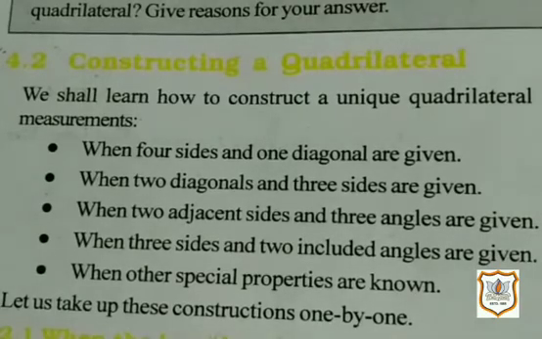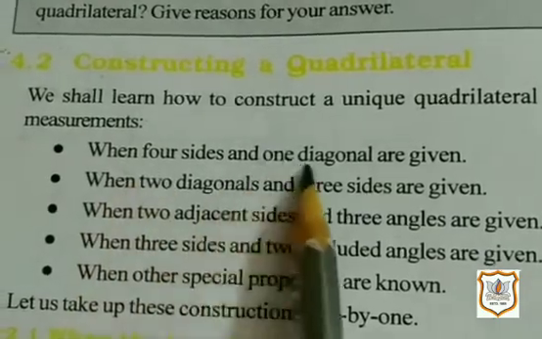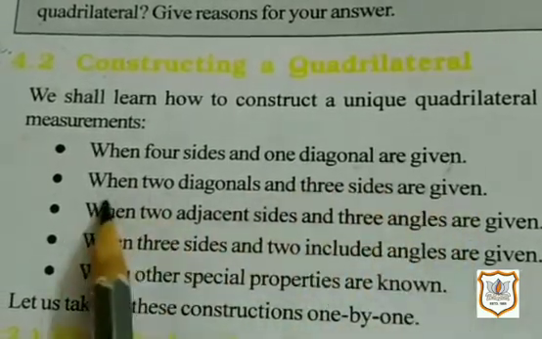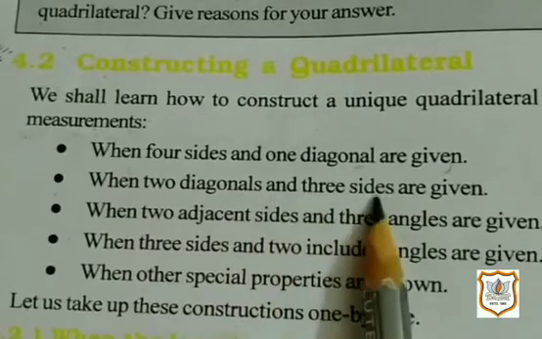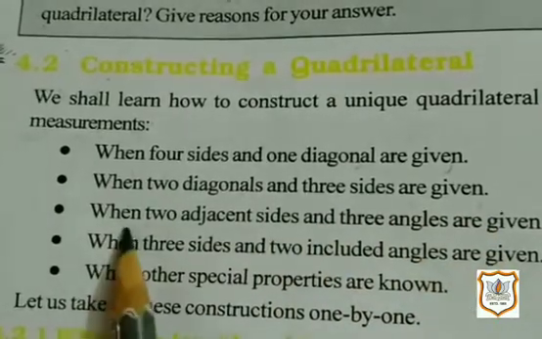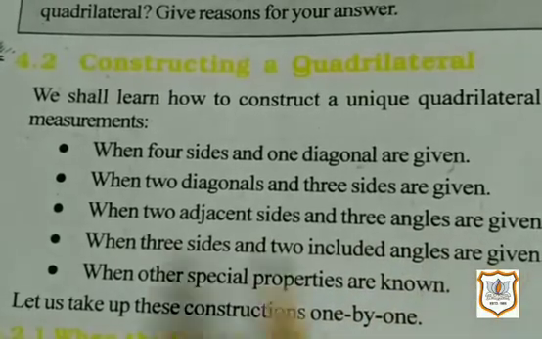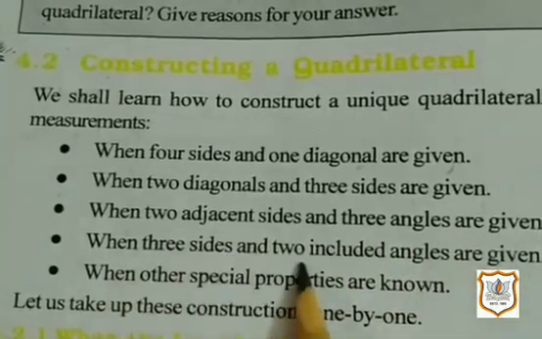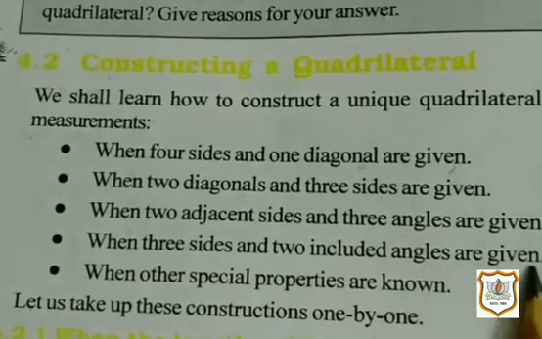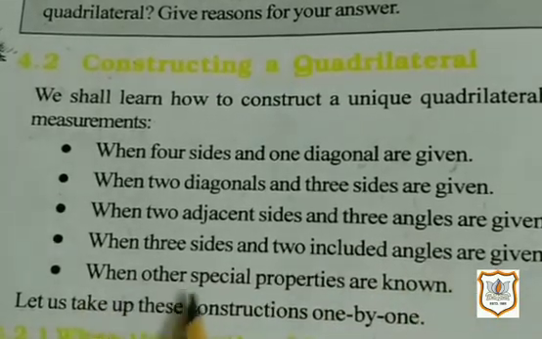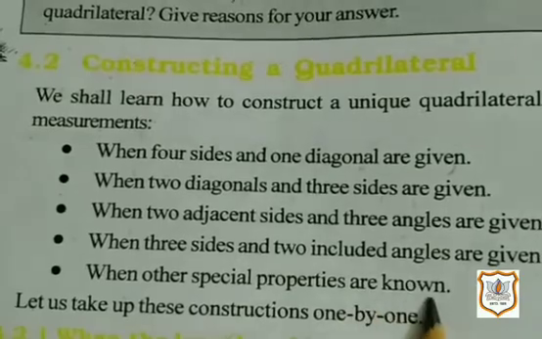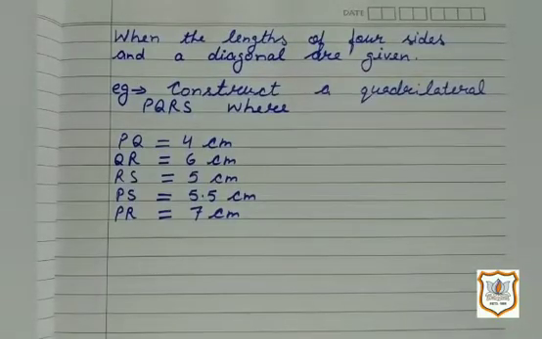Students, in this chapter we shall learn how to construct a unique quadrilateral given the following measurements: when 4 sides and 1 diagonal are given, when 2 diagonals and 3 sides are given, when 2 adjacent sides and 3 angles are given, when 3 sides and 2 included angles are given, and last, when other special properties are known. Let us take up these constructions one by one.